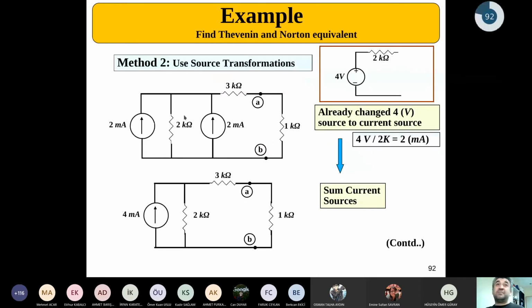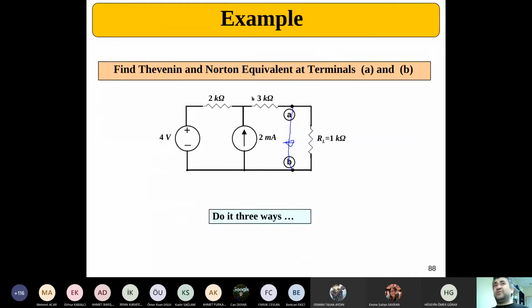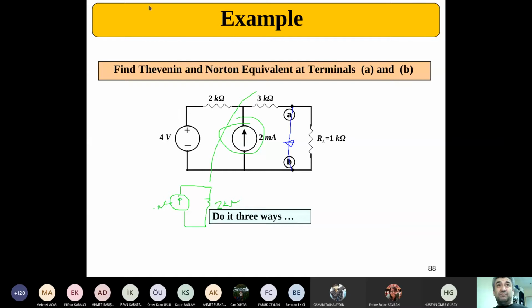Okay. The second method, I can easily use, let me go back here, source transformation. Just convert this circuitry into a current source in parallel with the resistive value. This will be the current, as you can remember, 4 divided by 2, that's 2 milliamps, really. The resistive value will stay the same. Now, that is in parallel with another current source. That means that I can add these two current sources. Instead of 2, I can just write 2 plus 2, that will be 4.